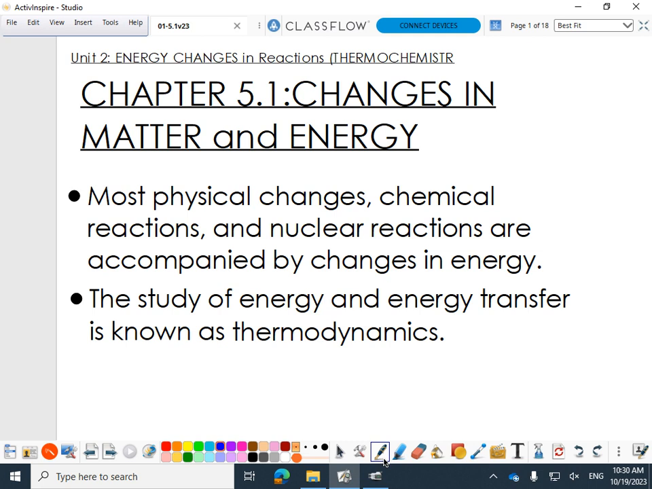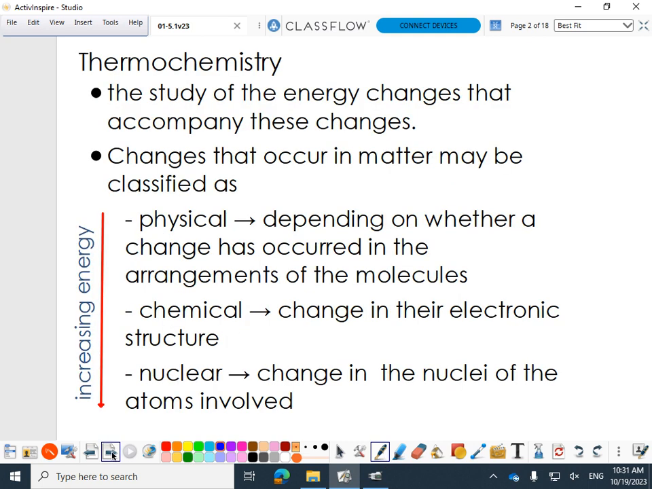Okay? Today we'll look at the general terms that we need for this unit, and we'll look at the differences between physical changes, chemical reactions, and nuclear changes in terms of their energy requirements, or how much energy they give off. Okay? So physical changes are going to have the least amount of energy.